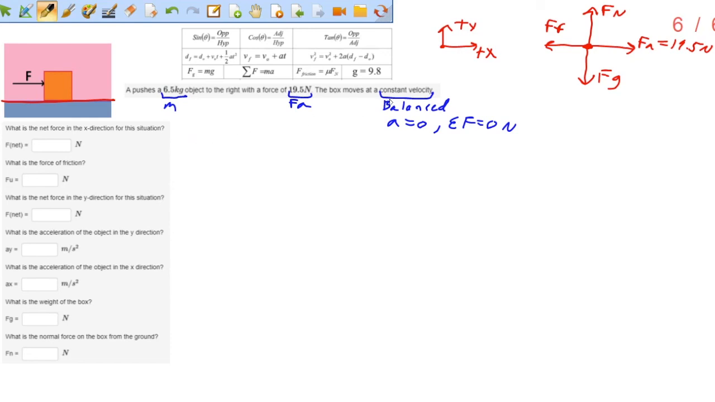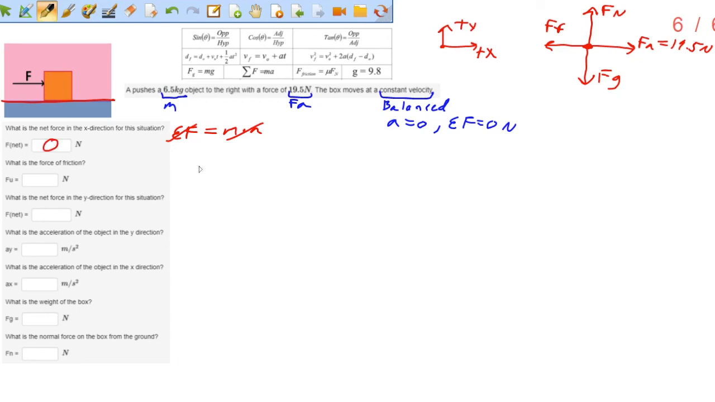Well, I just told you it's moving at a constant velocity. Because it's moving at a constant velocity, acceleration is 0. Because acceleration is 0, we know that net force equals mass times acceleration. If this acceleration is 0, then net force has to be 0. So our net force is 0 newtons.